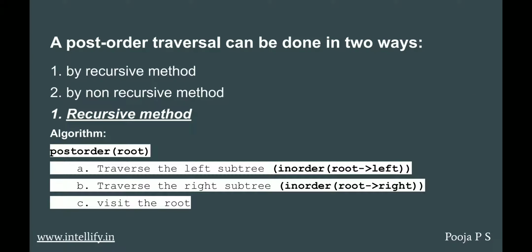A post-order traversal can be done in 2 ways. The first method is the recursive method and the second is the non-recursive method. Coming to the recursive method, this is the algorithm we follow in post-order of root, in 3 steps. Traverse the left subtree first, then the right subtree, and then visit the root node.